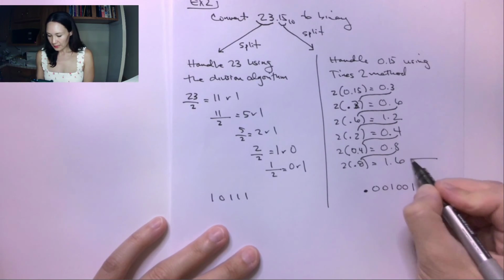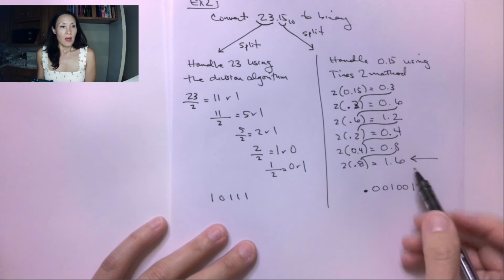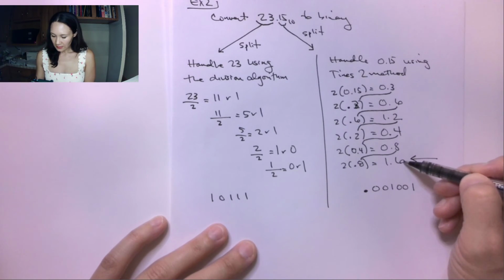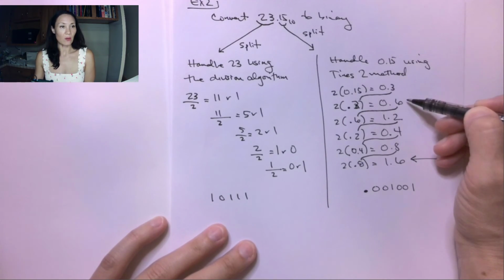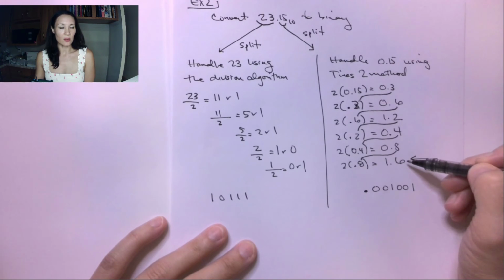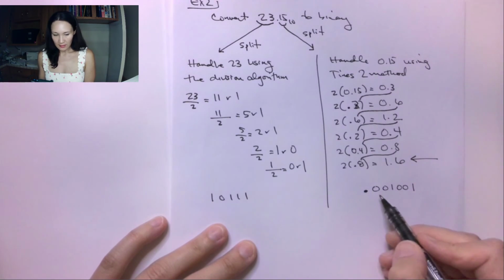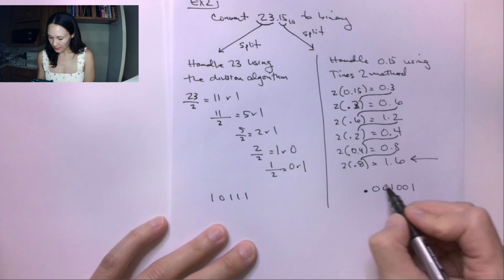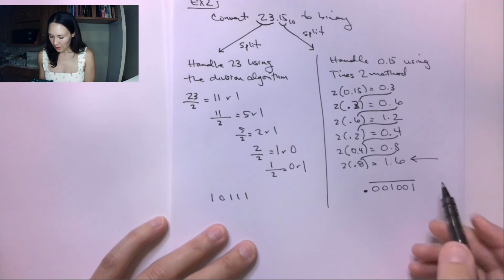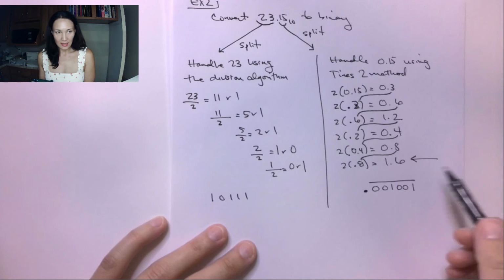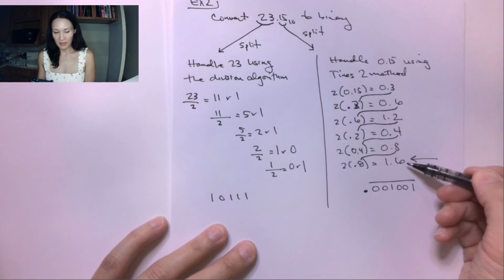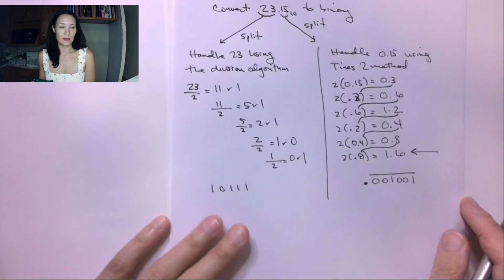So why did I stop right here? As you'll see, this 0.6 we've actually seen before. This is when we start to notice a repeat. This is actually going to be a repeated decimal. This is the second stopping condition: when you see a repeated number, you know that you can stop.